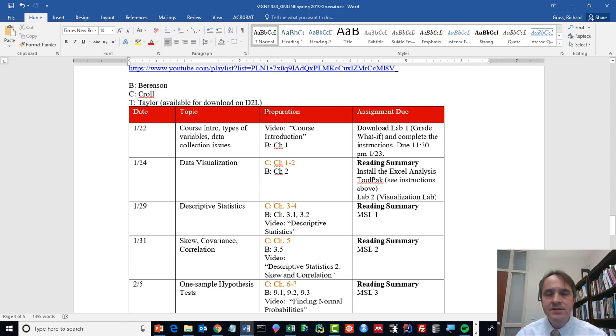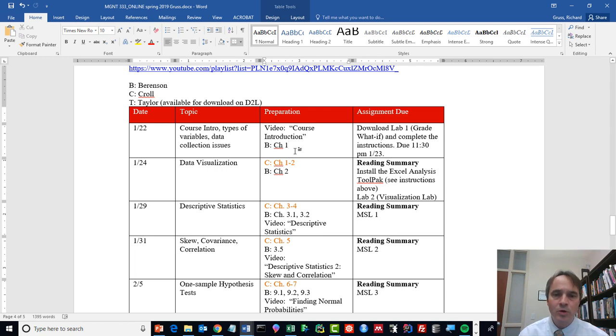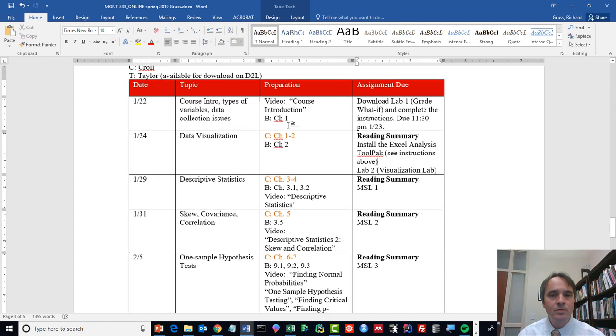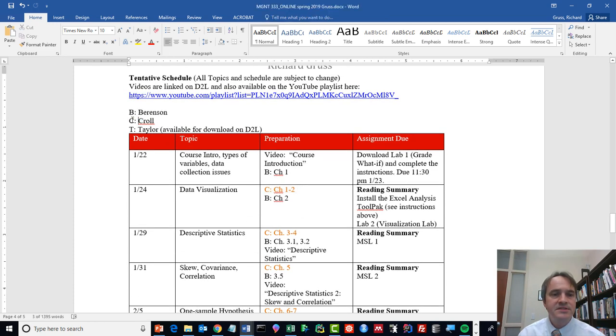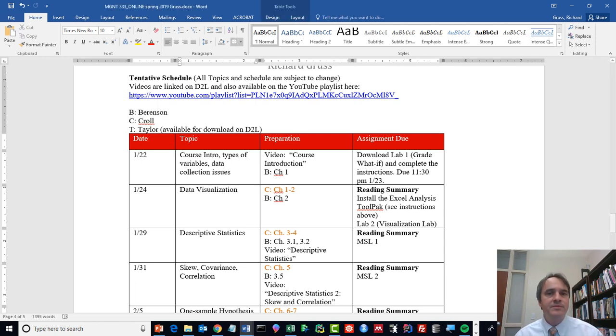For each of these, we have a preparation, which is the work you're supposed to do to acquire the knowledge of the content, and then the assignment that's actually due that day. So you do these first, and then you come over here and do these, okay? Notice that the readings in orange here, that's C, that is Kroll. These come from this other book, the second book on our list of required materials.